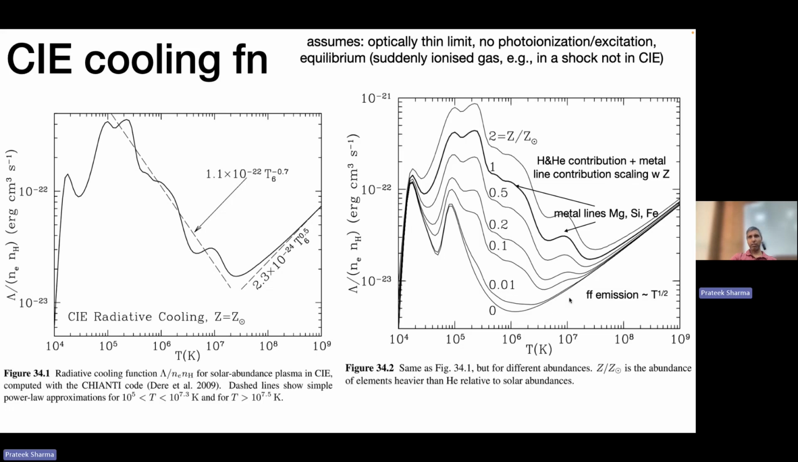This part is radiation due to free-free emission, right? At very high temperatures, everything is fully ionized. And if you have such a hot plasma, it will just undergo Bremsstrahlung cooling. These hot plasmas are so dilute that whenever a photon is born, it just leaves. It is optically thin. So this is under the optically thin limit.